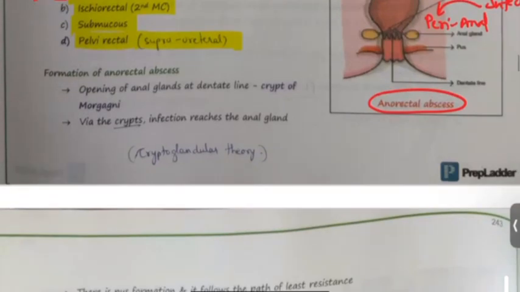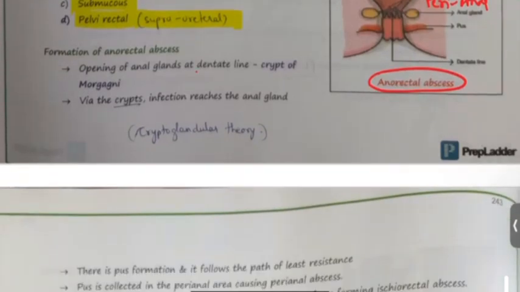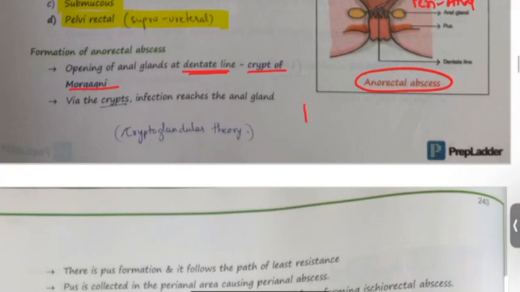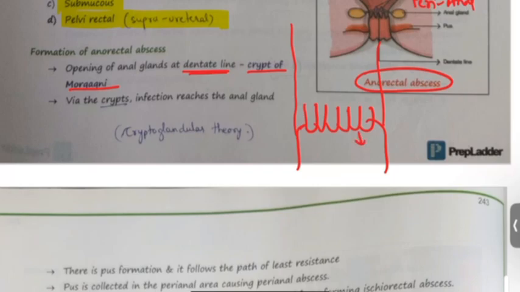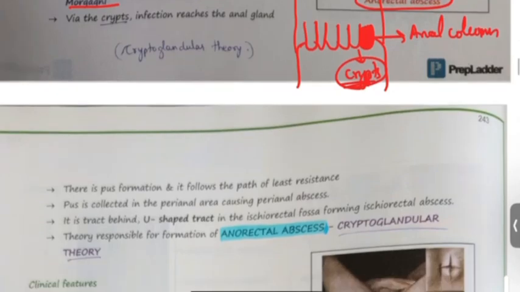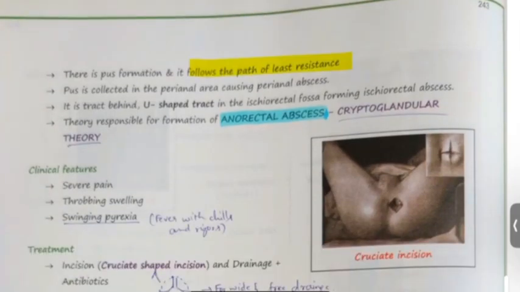For formation of anorectal abscesses, there will be opening of anal glands at the dentate line, or crypts of Morgagni. Basically the anal column, as I showed earlier, will be like this. Whatever the depressions are, they are called crypts of Morgagni, and this is called the anal column. There will be openings of the glands in this region. Via the crypts, infection reaches the anal gland, and then there is pus formation and it follows the path of least resistance. Whatever pus forms will be collected in the perianal area.